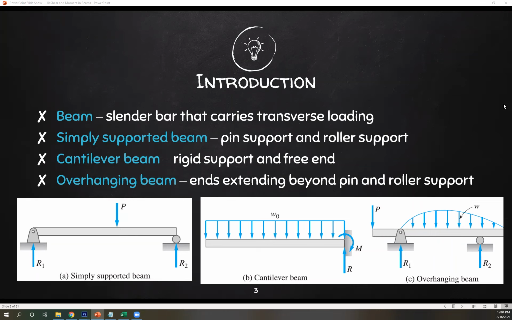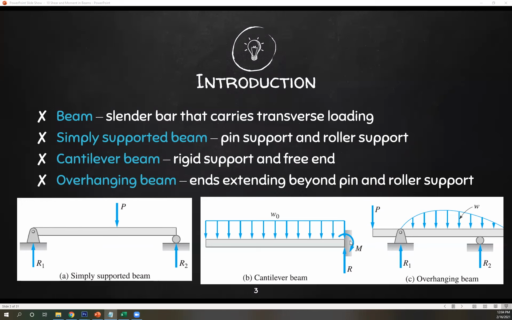So there are three types of beams: your simply supported beam, your cantilever beam, and then your overhanging beam. A simply supported beam is a pin support and a roller support. So this is an example of that. As you can see, a pin here and a roller. So this is a simply supported beam. Next, cantilever. We have a rigid support and a free end.